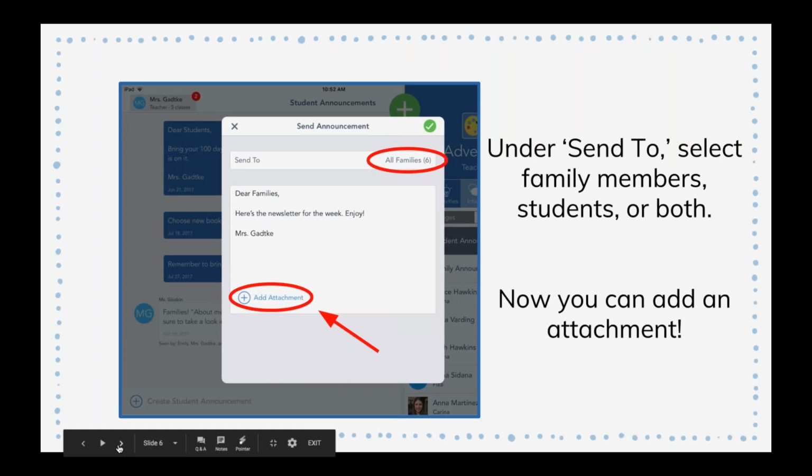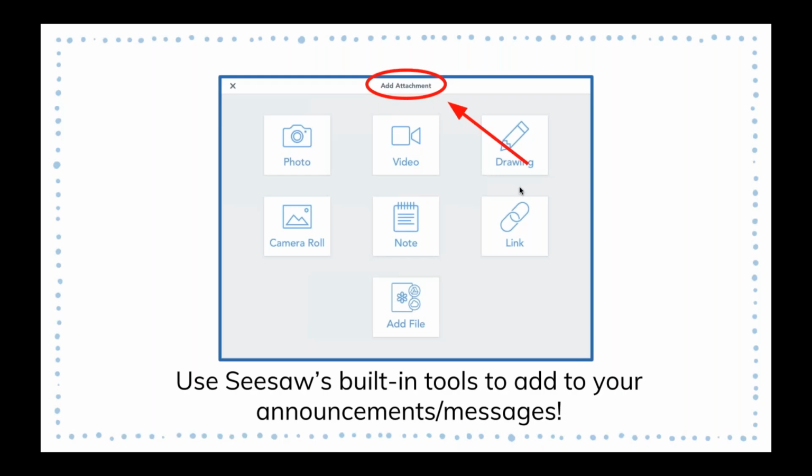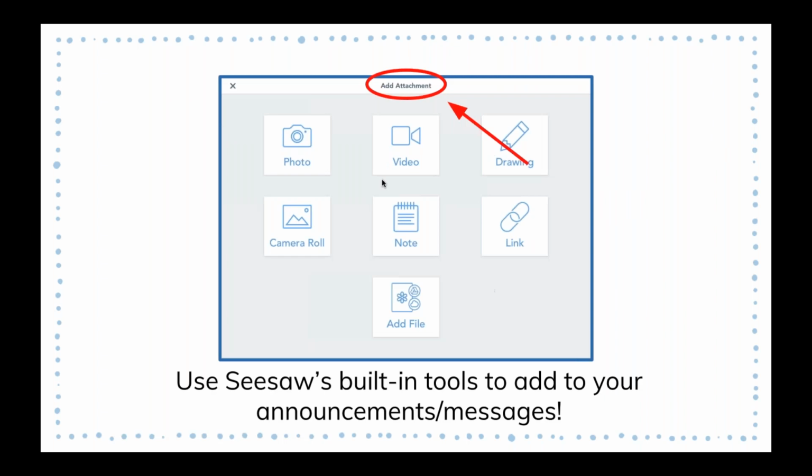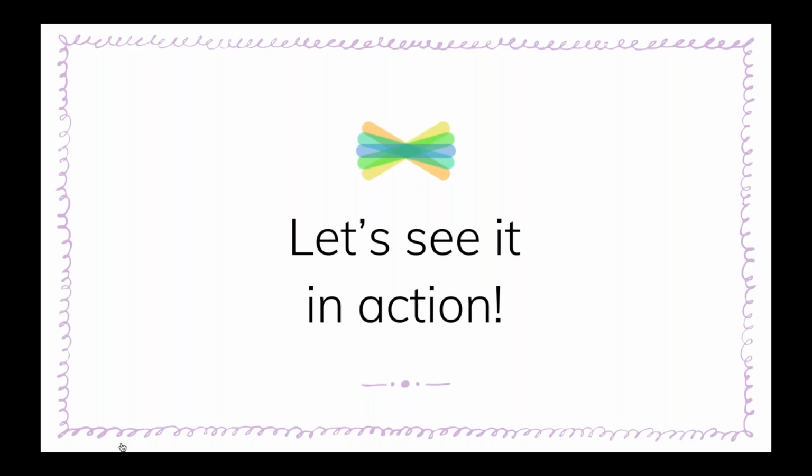And the really neat thing is you can choose something from any of these built-in tools that you and your students are already using in Seesaw. So real quick, just to remind you, you hit that plus add attachment, and then you have all of these options as far as what type of attachment to add. But I know you want to see what that looks like in action.